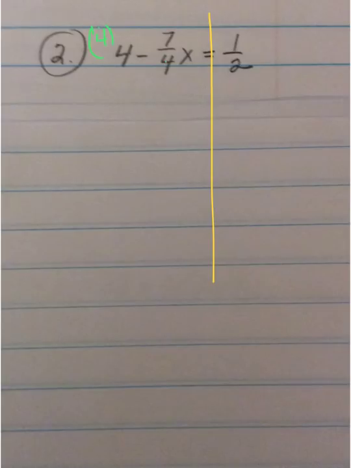If I multiply 4 times 4, I would get 16. I'm going to put minus 7/4 times 4, that would be 28 over 4, which is 7. So 16 minus 7x. And if I multiply 1/2 times 4, or 4 over 1, that would be 4 over 2. 4 divided by 2 is 2, so this would be a 2. Now I have an easier equation to look at.